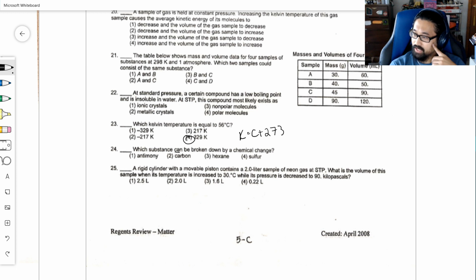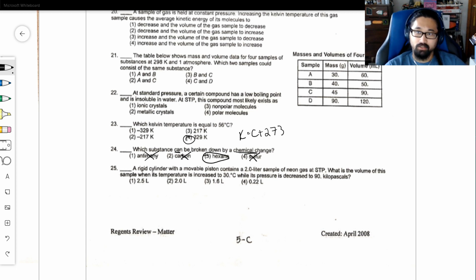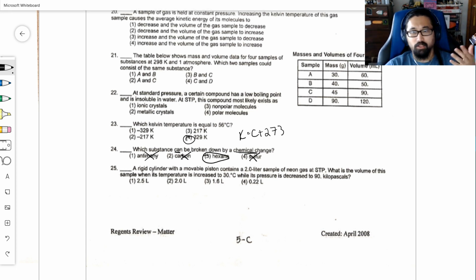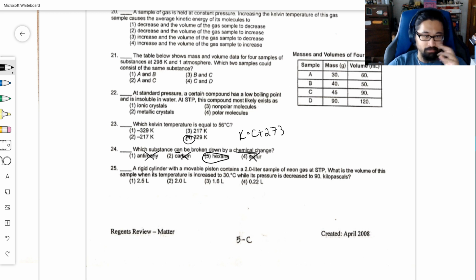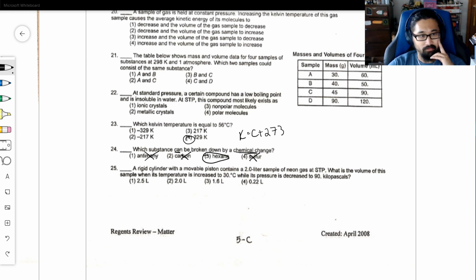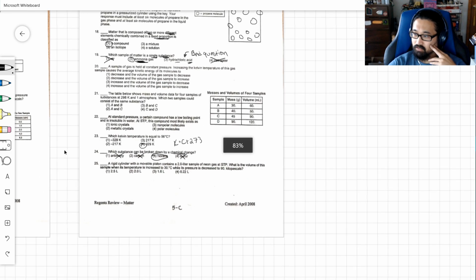Finally, question 24. What can be broken down by a chemical change? If we can break it down with a chemical change, it cannot be carbon, it cannot be sulfur, it cannot be antimony, because those are all elements. Hexane is the only choice that can be broken down by a chemical change. One small brain malfunction later. That is how to go through all of those questions. Right. Again, very similar to what you may see in the near future on the test.